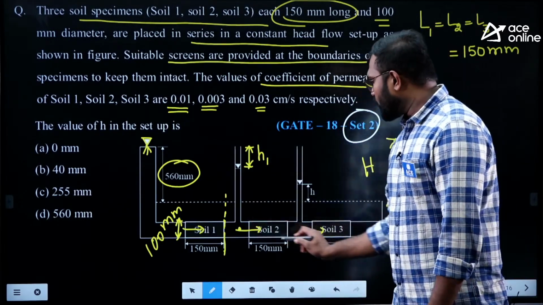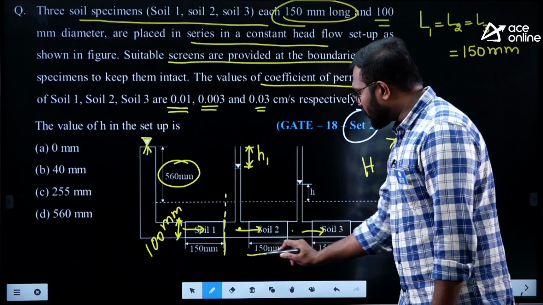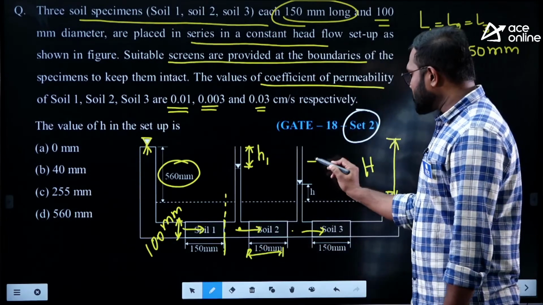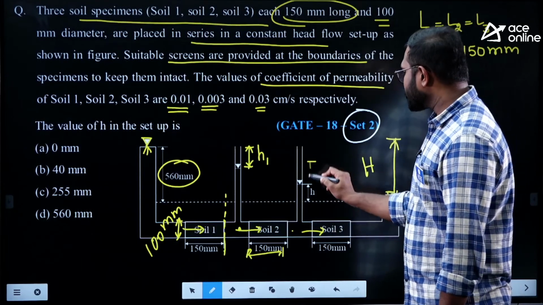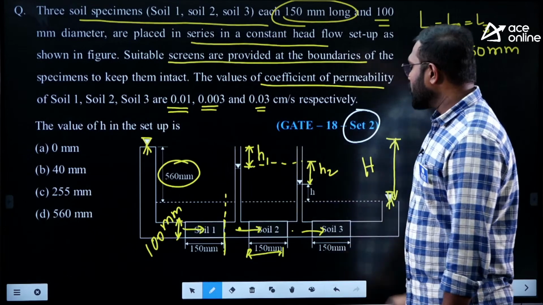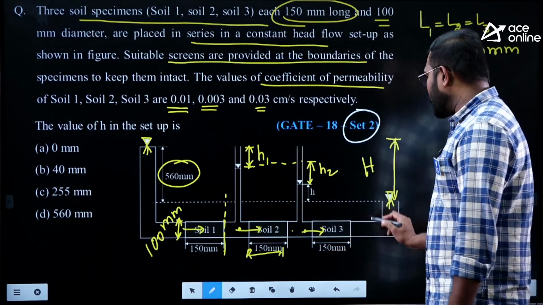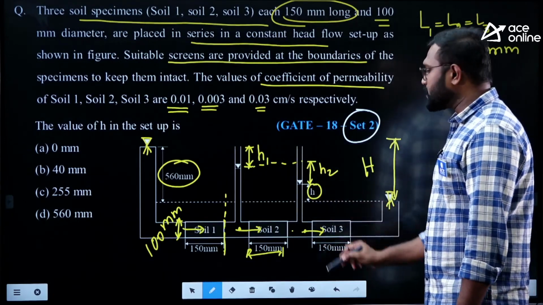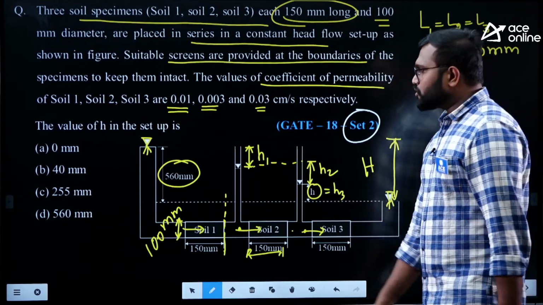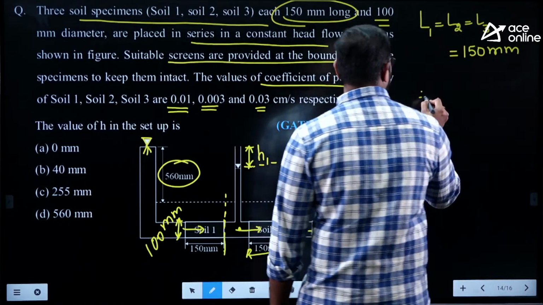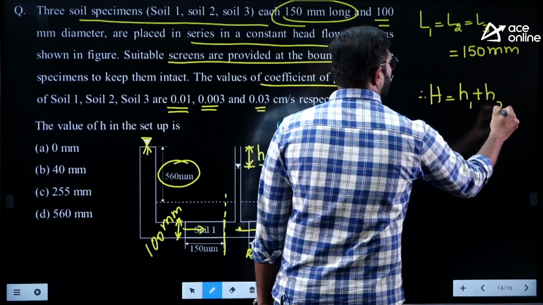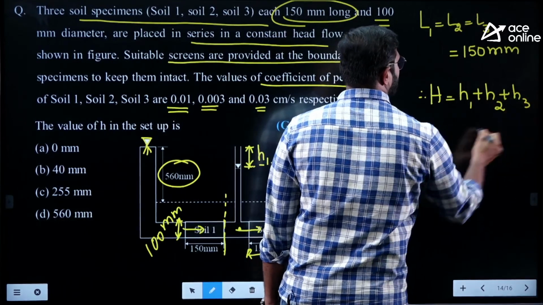And from here to here, how much distance are you traveling? You are going to travel a length of 150 mm. Then there must be one more head loss. This is going to be H2. And from here to here there must be one more head loss, so let me take it as H3. So the total head loss over here is H1 in soil 1, H2 in soil 2, and H3 in soil 3.